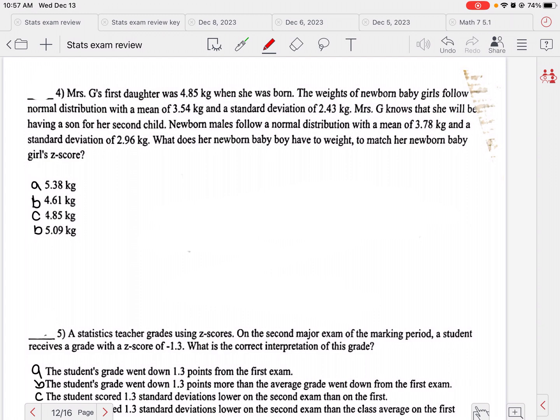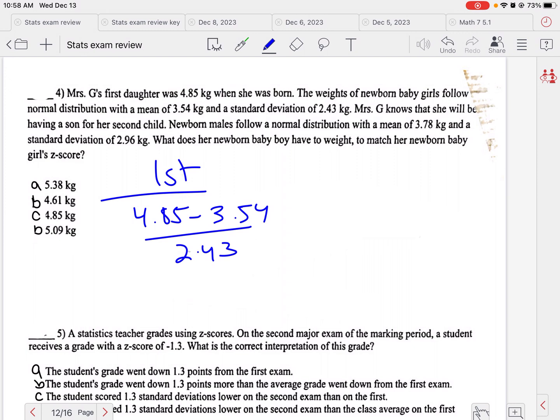All right. Mrs. G's first daughter was 4.85 kilograms when she was born. The weight of a newborn baby girl follows a normal distribution with a mean of 3.54 and a standard deviation of 2.43. So with her firstborn, we know she was 4.85 when she was born, minus the mean, all over the standard deviation. Her second child: newborn males follow a normal distribution with a mean of 3.78 and a standard deviation of 2.96. What does her newborn baby boy have to weigh to match the newborn baby girl's Z-score?